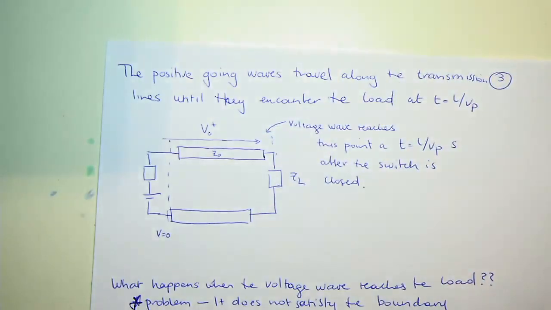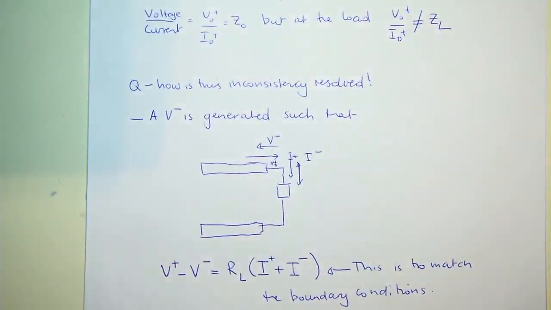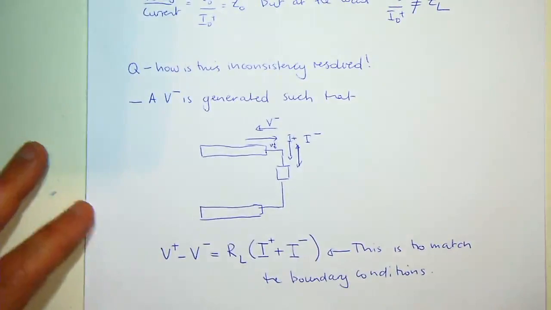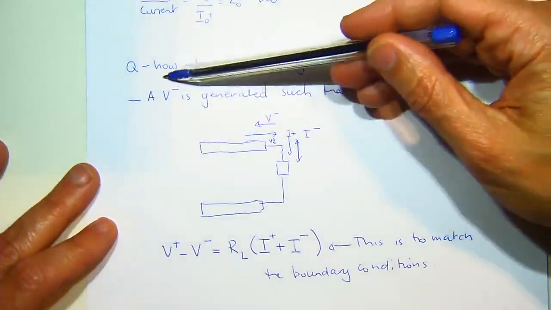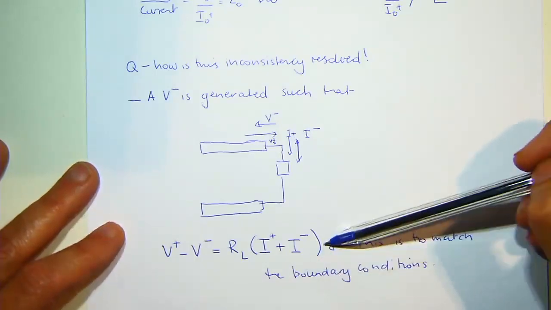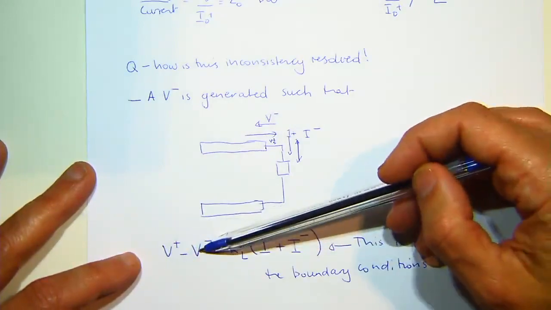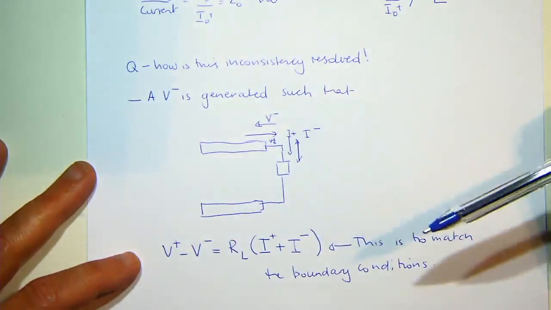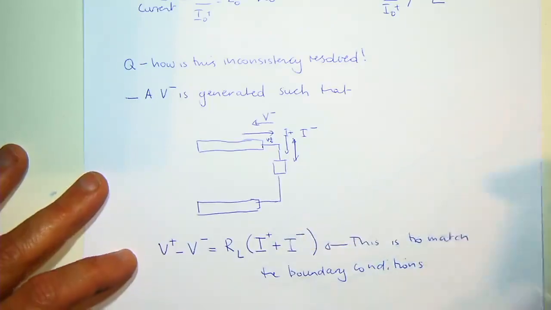Now, let's assume that Ohm's law holds under all circumstances. So what will need to happen? Well, we need to generate a reflected wave in order to meet those boundary conditions. In order to meet these boundary conditions, a negative going voltage wave needs to be generated. If we rewrite Ohm's law in terms of the total voltage, the forward and the negative going voltage, and the positive and negative going current, and remember, there's a negative sign here, and then the negative becomes positive.